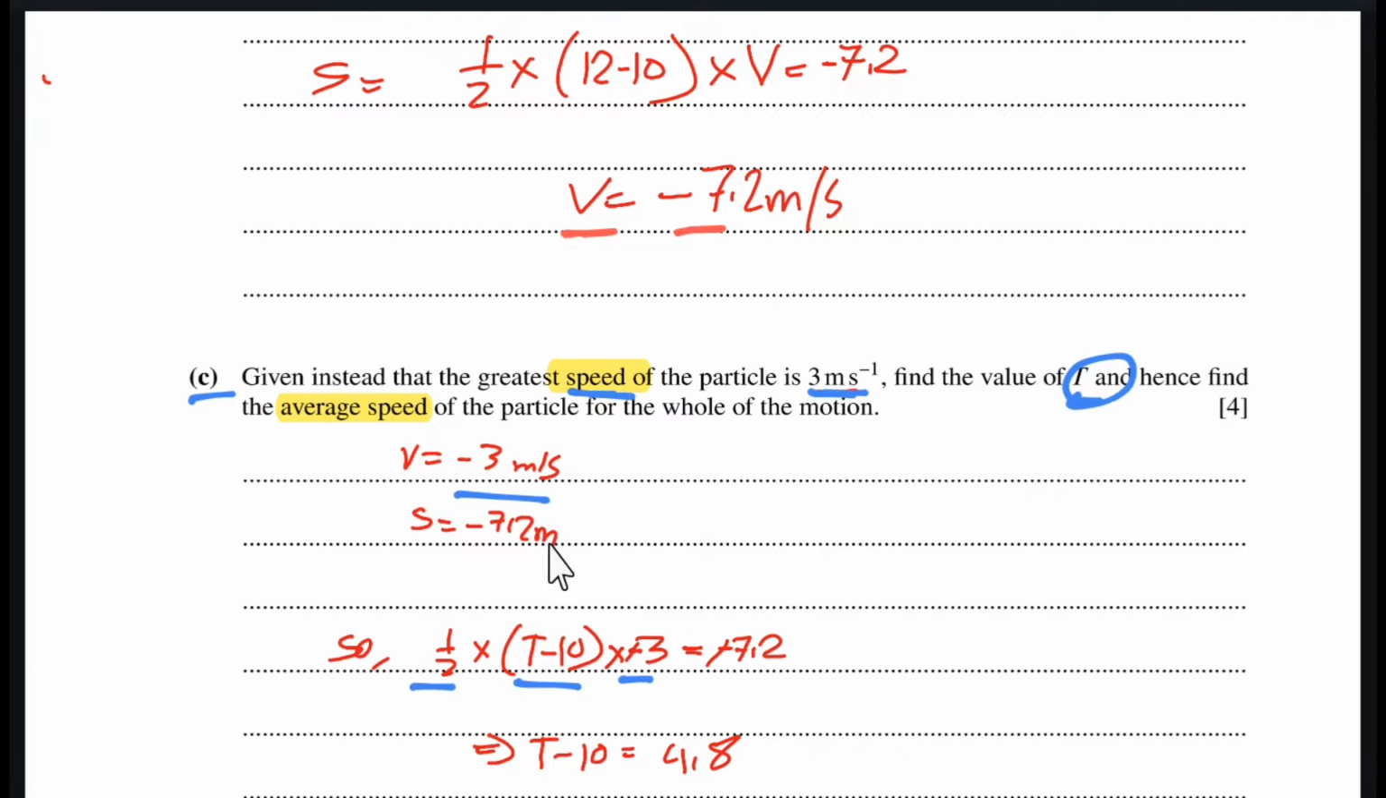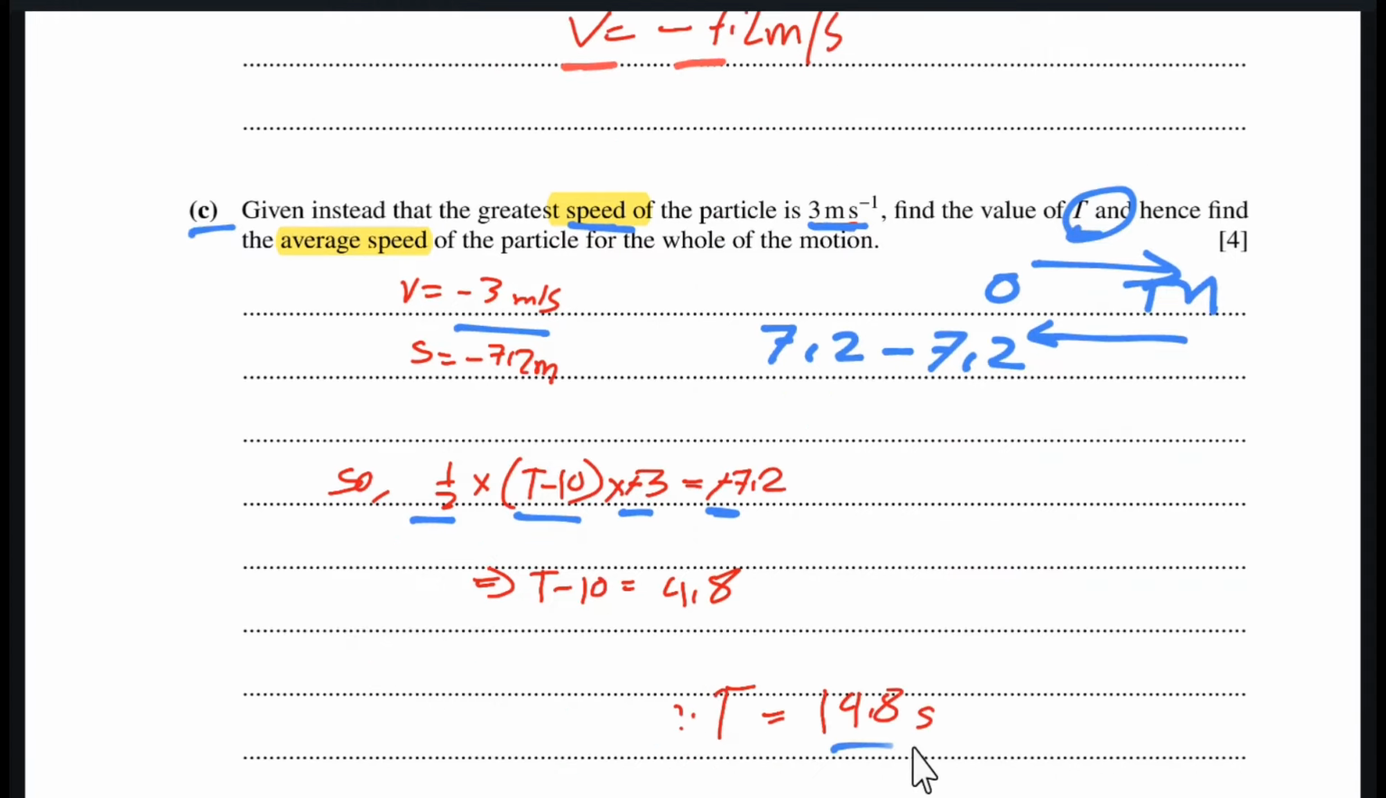So minus 3, and since the positive displacement, that is 7.2, cancels with the negative displacement, the positive displacement is from O to a certain point, suppose this point is M. So the positive displacement is in this direction, and the negative displacement is against it, back to O. That means the value of negative displacement is negative. So after calculating, we get the value of t as 14.8 seconds. So we know the value of t.